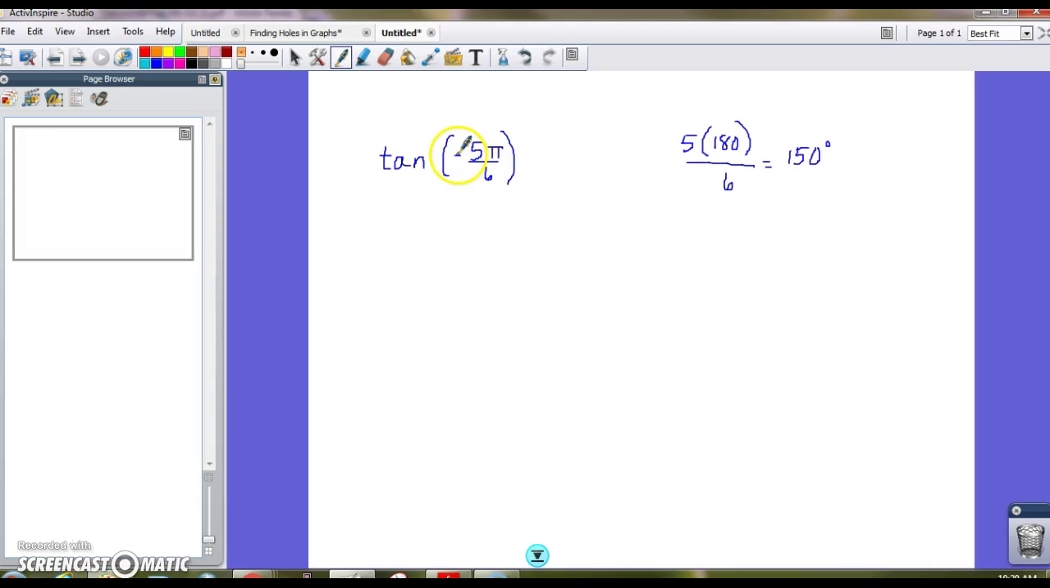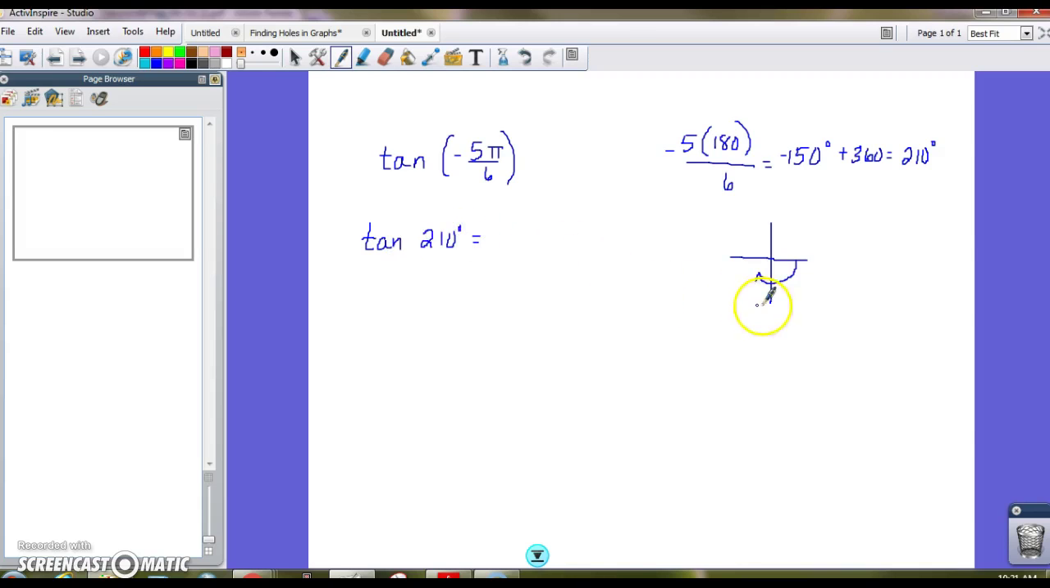Remember though, this is negative, which means that it's rotating. In this case, you're rotating this way 150 degrees. So this angle is actually negative 150, which then if you added 360 to it, that would get you the coterminal angle of that. So that would be 210 degrees. Okay, so now you've got an angle of 210 degrees.